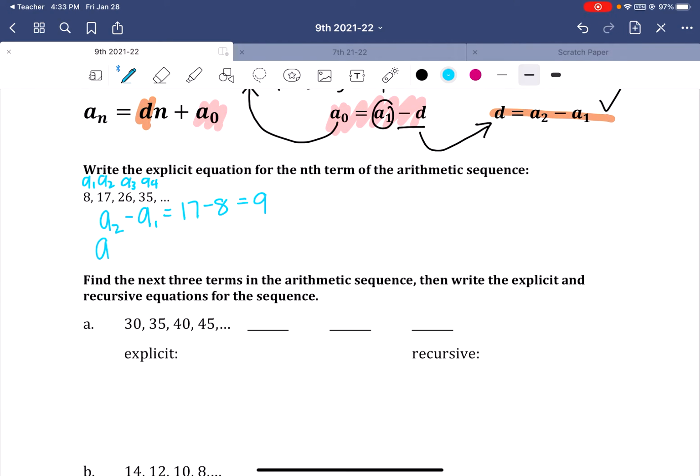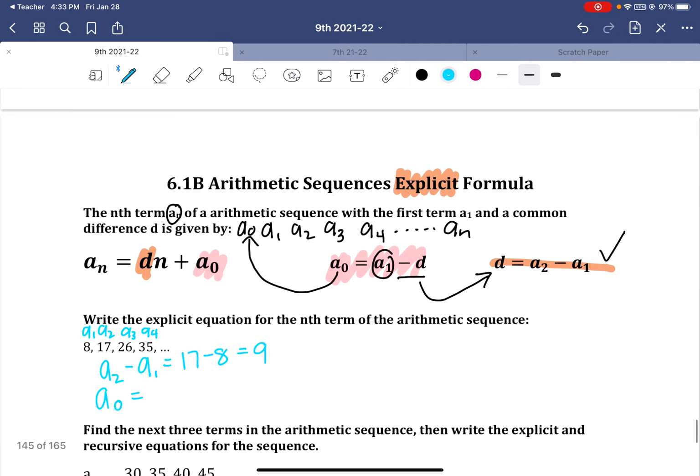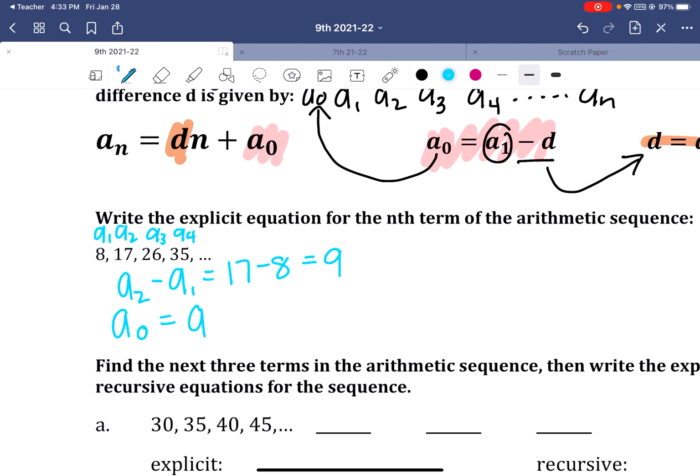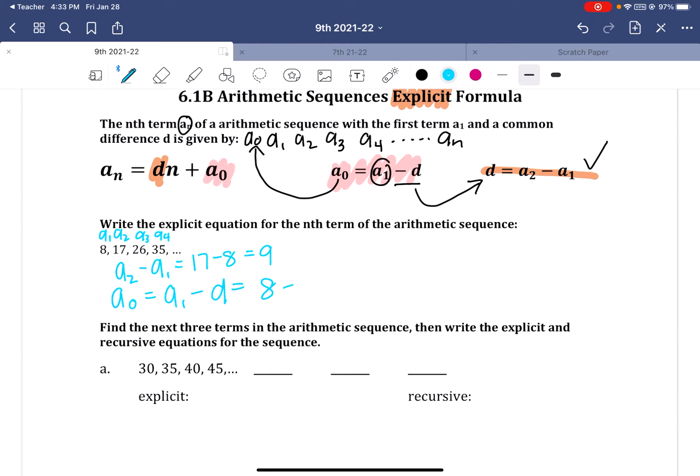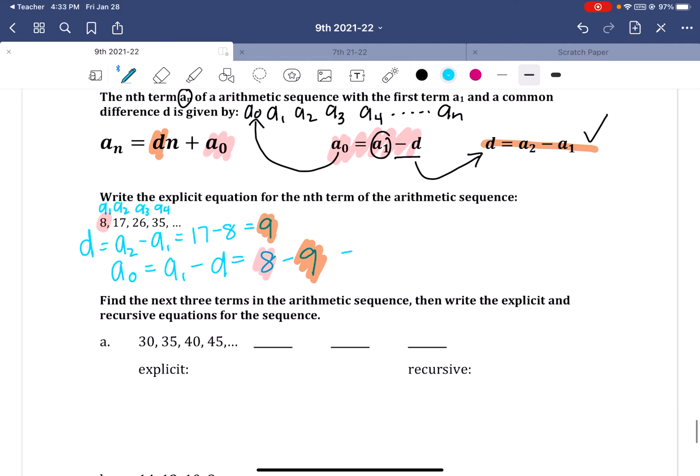We need to figure out what that is. A naught equals A1 minus D. Sorry guys, I'm going to write that down. A1 minus D equals D out front. Our A1 is 8, and then we minus D, which is 9. Our 9 comes from right here, and our A1 comes from right here where the pink is. If we do that, we get -1.